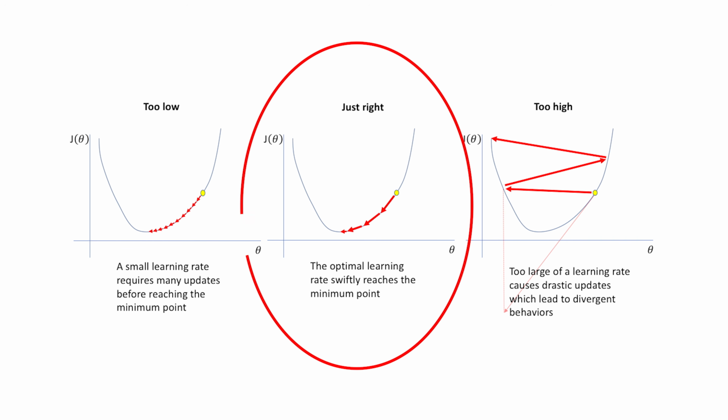Finding the right learning rate is often critical for successful training. Too high and the model might never converge. Too low and training might take unnecessarily long.